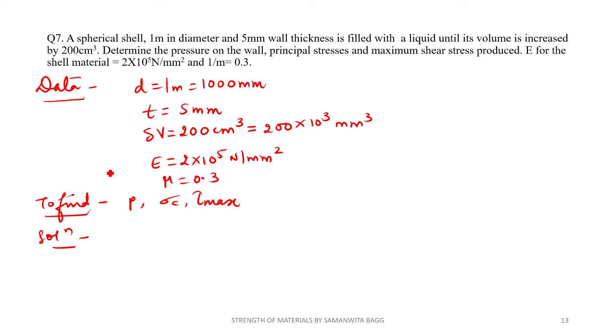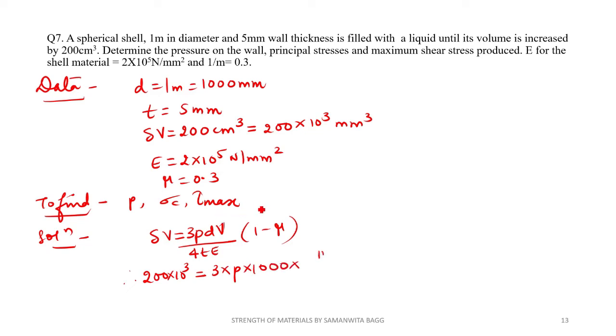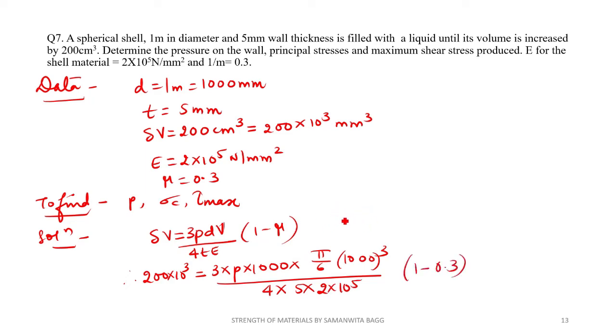So I'll start with calculating the pressure P. Now for that I can use the formula of delta V, which is P dV into 3 upon 4TE into 1 minus mu. Here I can substitute 200 into 10 raised to 3 is equal to 3 into P, D is 1000, V is pi by 6 into 1000 cube upon 4 into T, E is 2 into 10 raised to 5. And here I have 1 minus 0.3. So on calculating, I get the value of P as 0.7276 Newton per mm square.